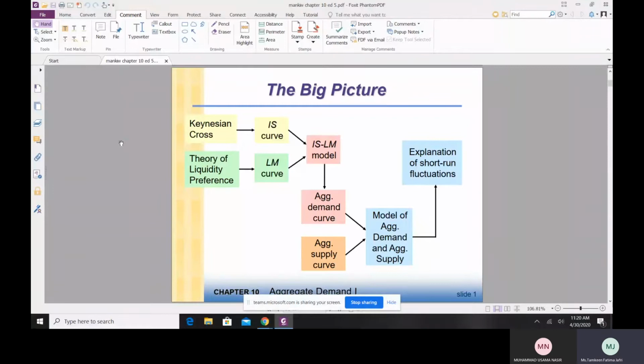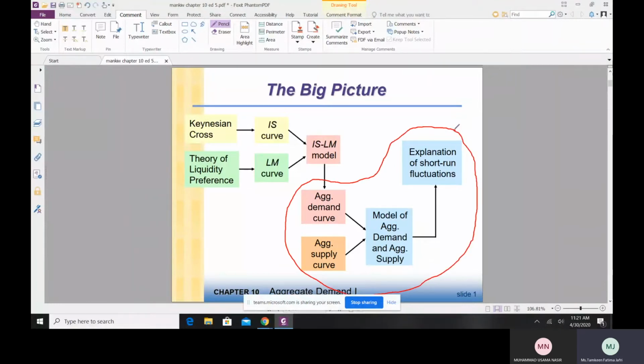There are a few components which we have already developed, but there are still many components that we still have to develop. If you look closely, in chapter number 9, we have already established the aggregate demand and aggregate supply model. This is the Keynesian model, and the model of aggregate demand and aggregate supply helps explain the short-run fluctuations in the economy. So we have already established this part of the picture in the previous chapter, which was chapter number 9.